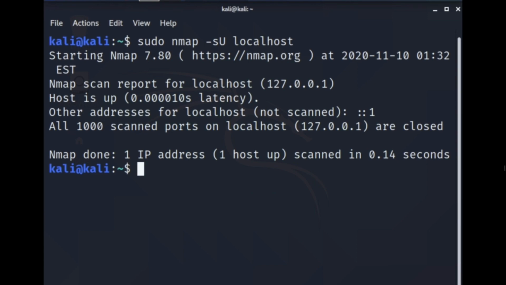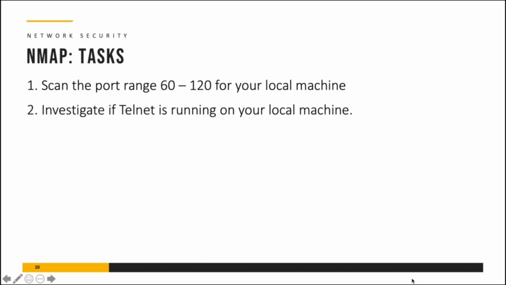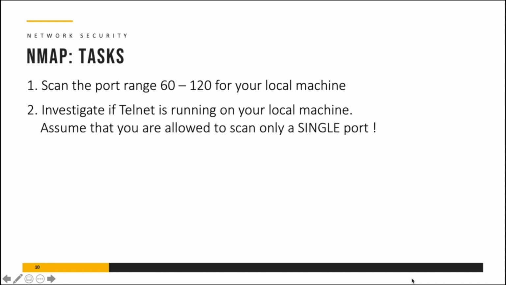We are now going to discuss the tasks that you need to perform. The first task that you need to perform is to do a port scan of a particular range of ports starting from port 60 to port 120 for your local machine. Instructions on how to do this are shared in the lab document. Your second task is to investigate if telnet is running on your local machine. The only catch is that you are allowed to scan only a single port. This concludes our lab. I'll see you in the next lecture.